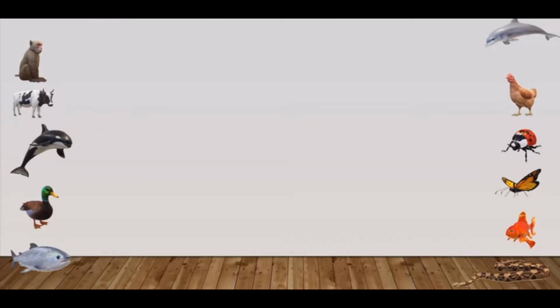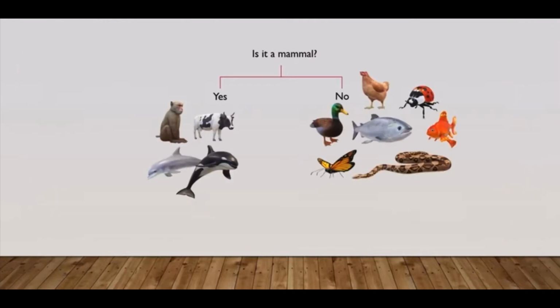Now, there's many questions that we can ask, but I'm going to start by asking if these animals are mammals. Remember that mammals are warm-blooded animals, vertebrates. They are animals that have fur or hair and produce milk to nurse their young. So simply by asking this question, I'm separating a group of 11 animals into two smaller groups. Those that are mammals on the left and those that are not mammals on the right.